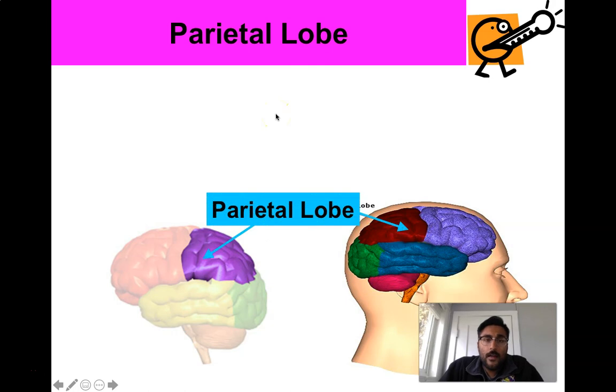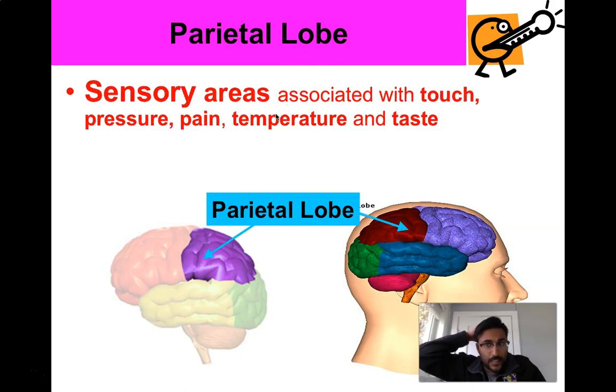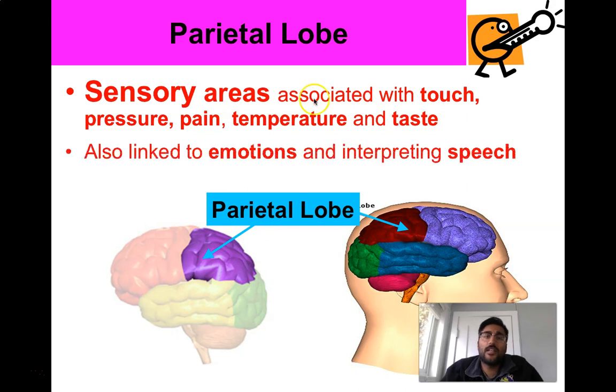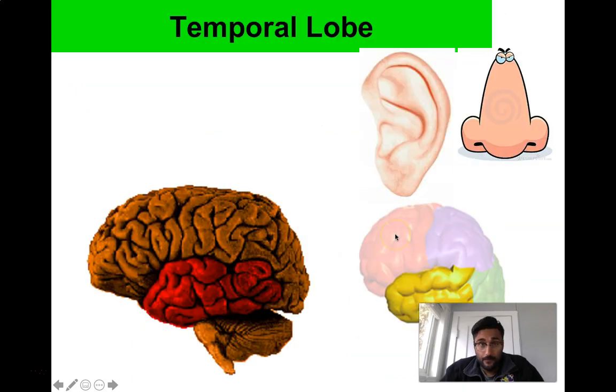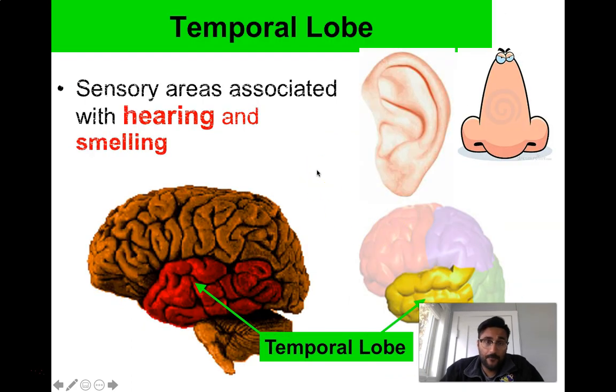Parietal lobe is kind of, like I said, up here at the back. And its sensory area is specifically associated with touch, pressure, pain, temperature, taste. It's also linked to emotions and some interpretation of speech. The temporal lobe, sensory information associated specifically with hearing and smell.